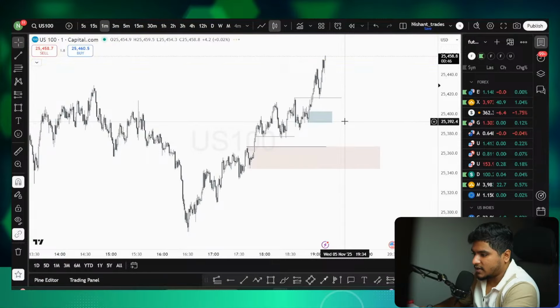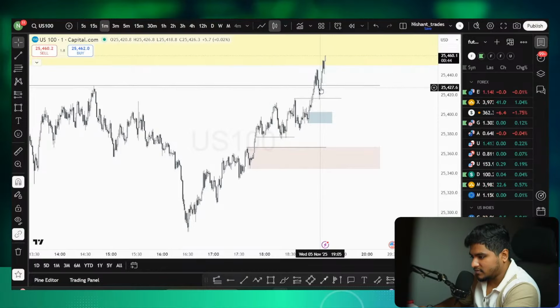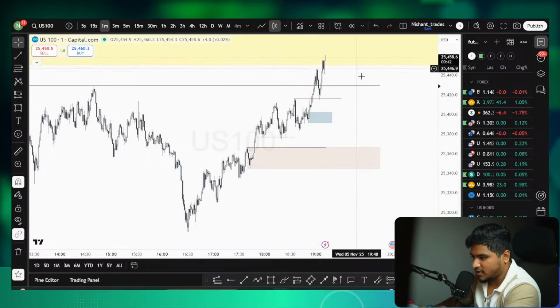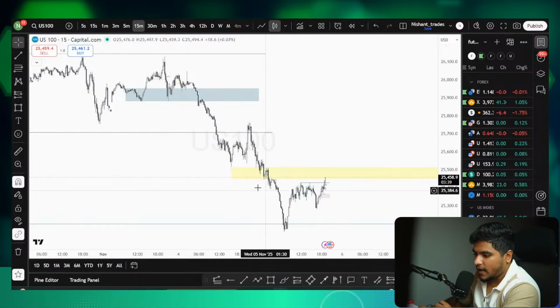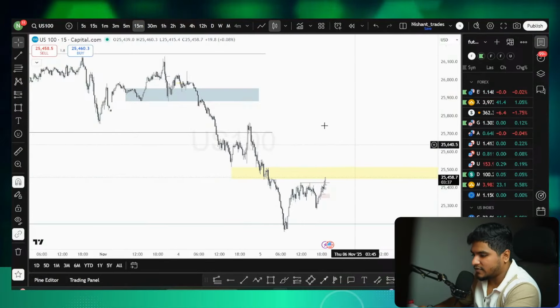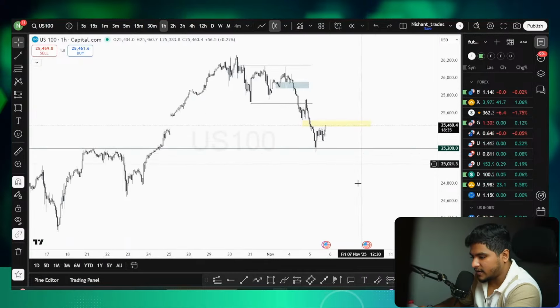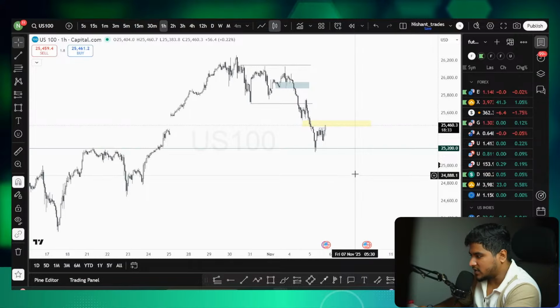And for US 100, I really wanted to enter somewhere around this with this as a stop loss, but it just flew. And you will clearly see this inefficiency getting filled now. It was a good trade that we missed on US 100.